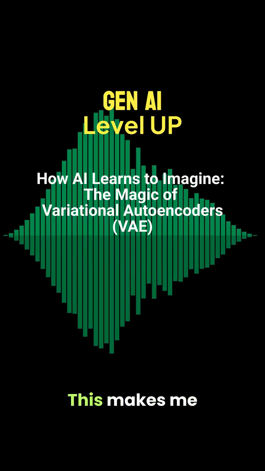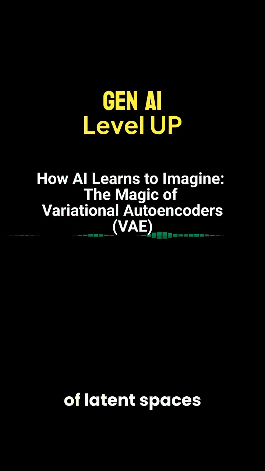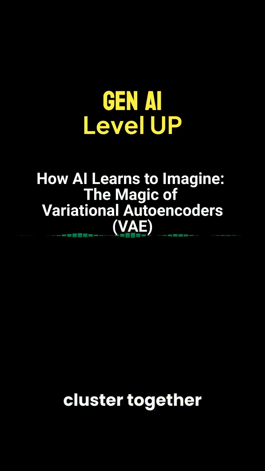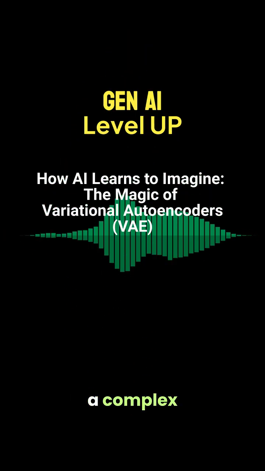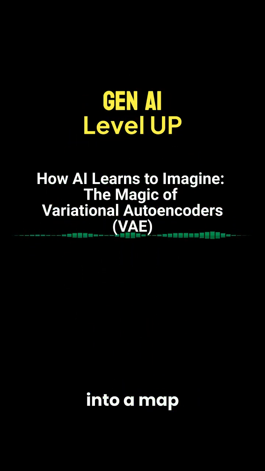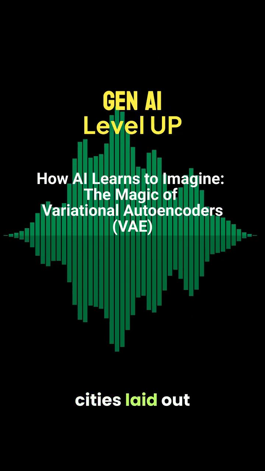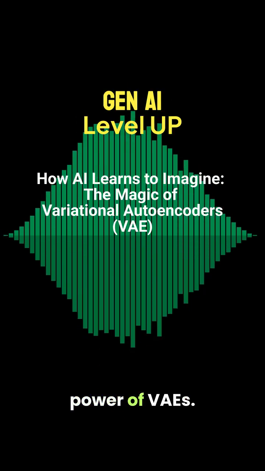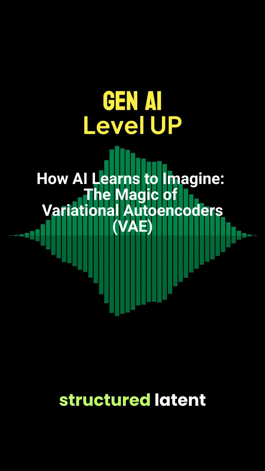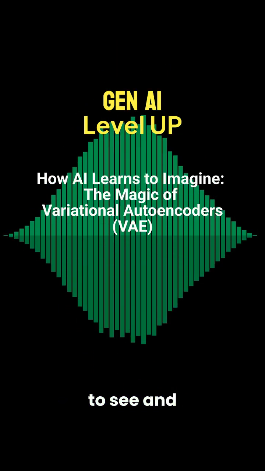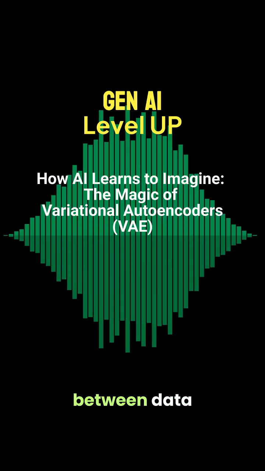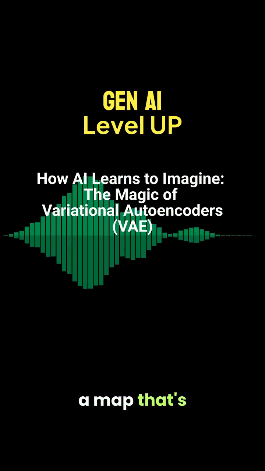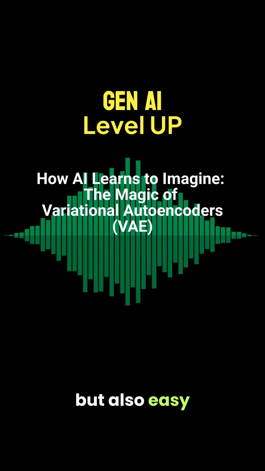This makes me think of those beautiful visualizations of latent spaces I've seen, where you can see how different data points cluster together based on their features. It's like taking a complex data set and turning it into a map where you can see all the continents, countries, and cities laid out in a way that makes sense. Yes. Those visualizations really highlight the power of VAEs. By learning a structured latent space, they allow us to see and explore the relationships between data points in a way that wouldn't be possible with a standard autoencoder. It's like having a map that's not only accurate, but also easy to read and understand.